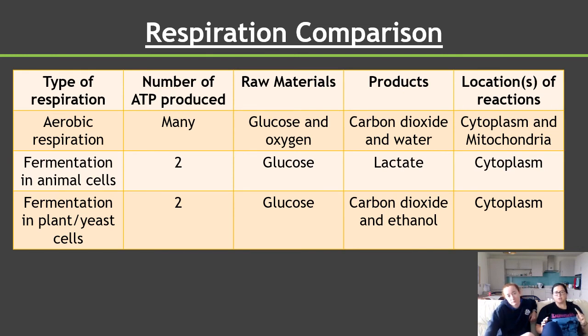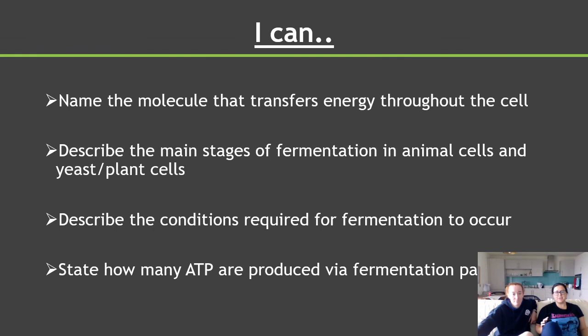Fermentation in animal cells only produces 2 ATP, so it is rubbish. The raw material is glucose, so it only needs glucose, it's fuel, and the product is lactate, so that's stuff that can build up in muscles, and it only happens in the cytoplasm. And finally, fermentation in plant and yeast cells, again, only produces 2 ATP. Its raw material is glucose, and its products are carbon dioxide and ethanol, and this occurs in the cytoplasm. And that is it for fermentation.